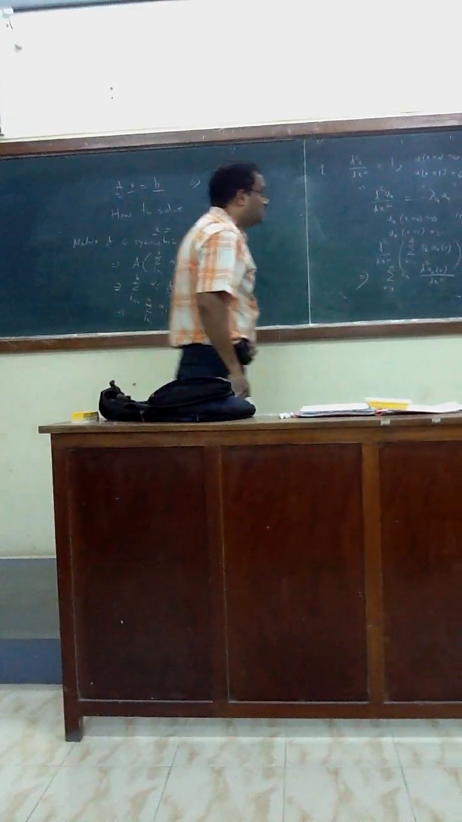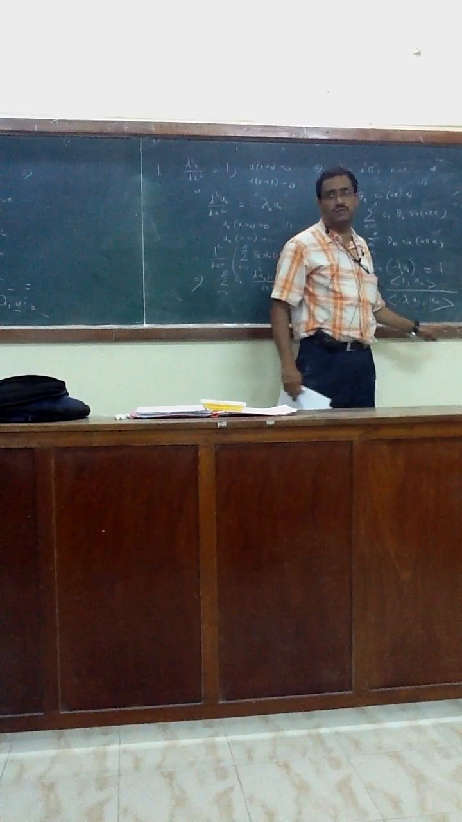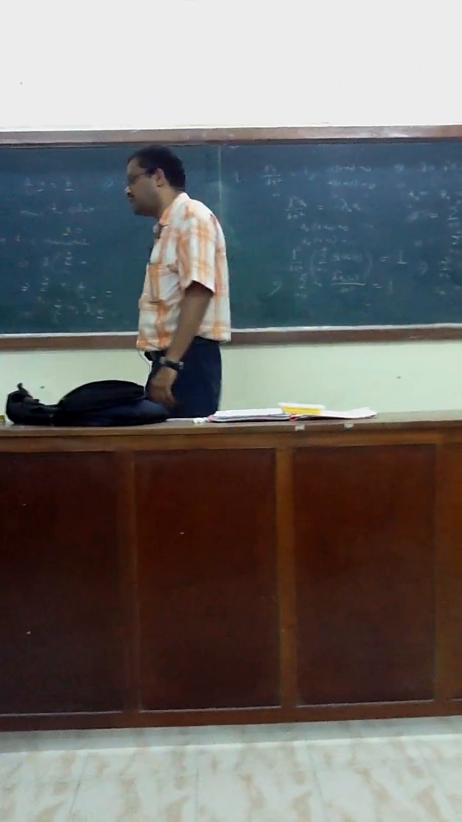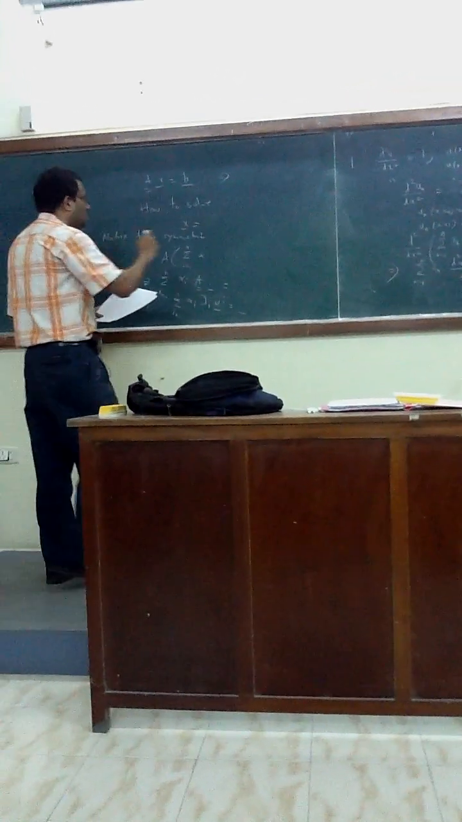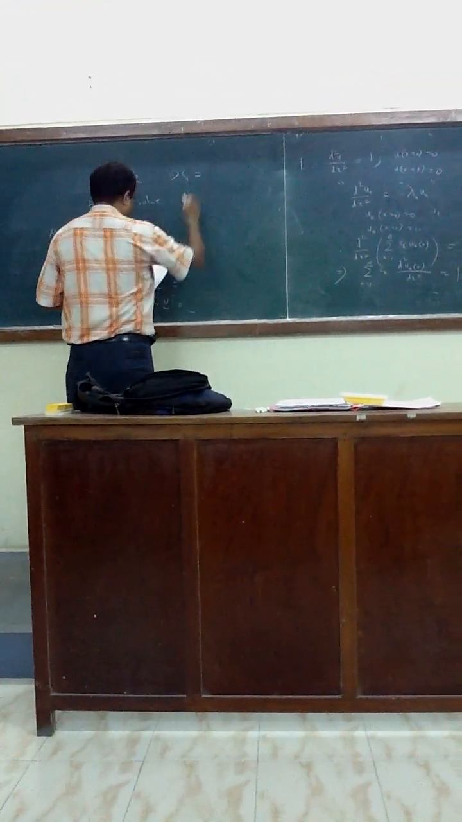What is un? You know that un is nothing but bn sin n pi x. Now substitute un as bn sin n pi x. What you get? cn equals to. Next step.